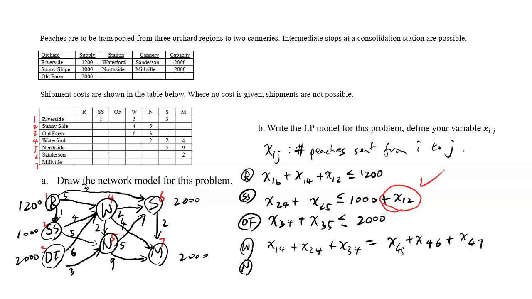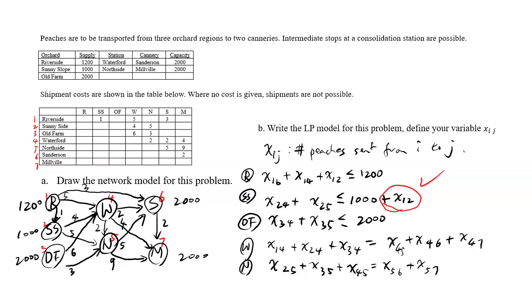Okay, Waterford, we have all the incoming ones, x1 4, x2 4, x3 4, equal to the outgoing ones, which is x4 5, x4 6, x4 7. For the Northside, it's the incoming ones at x2 5, x3 5. I don't see anything coming from R, right? R to N, there's nothing. But there's one coming from the Waterford, which is x4 5. These are everything coming into the Northside. And then x5 6 is the outgoing one. x5 7 is another outgoing one.